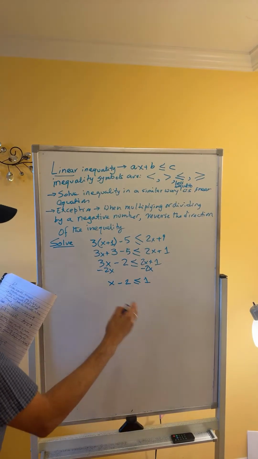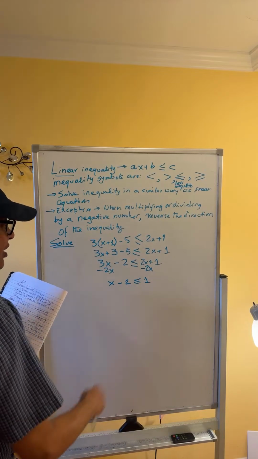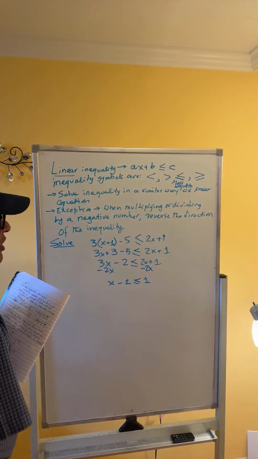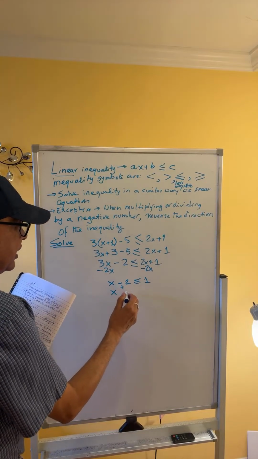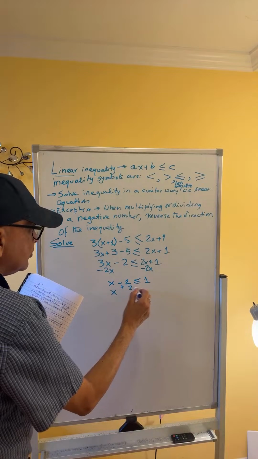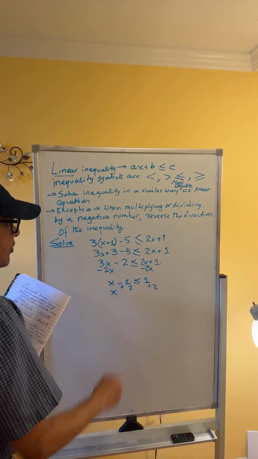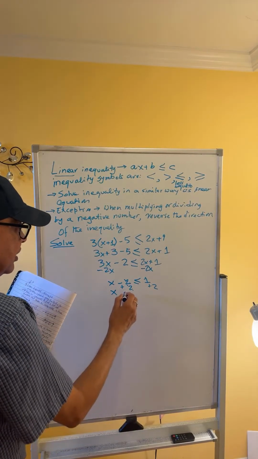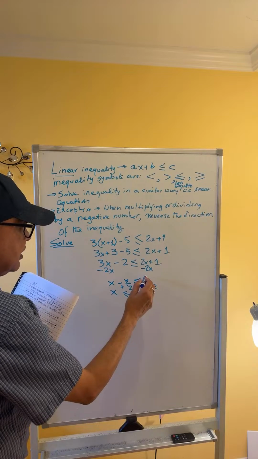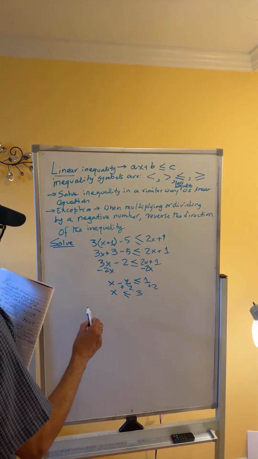As I said, we will keep the constants on one side, which are 2 and 1, and the unknown variable x on the other side. So I will add 2 on both sides. Why do I add? Because the opposite of negative is positive. When I do that, the 2s cancel, and we are left with x less equal to 3.